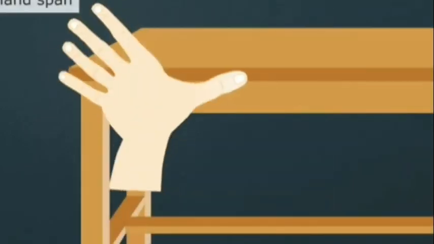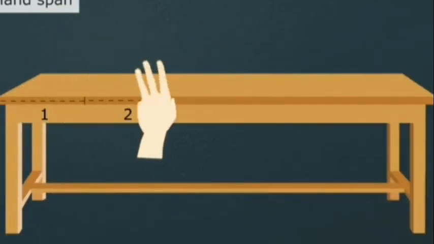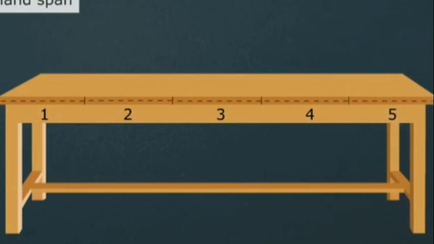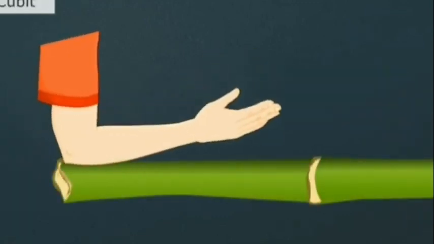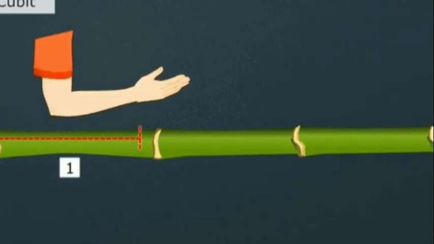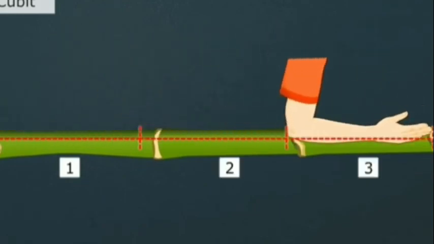space. Handspan. It is the distance from the tip of the thumb to the tip of the little finger in a stretched hand. For example, the length of the table is about 5 handspan. Cubit. It is the distance between the tip of the finger to the elbow. For example, the length of this bamboo stick is about 3 cubits.